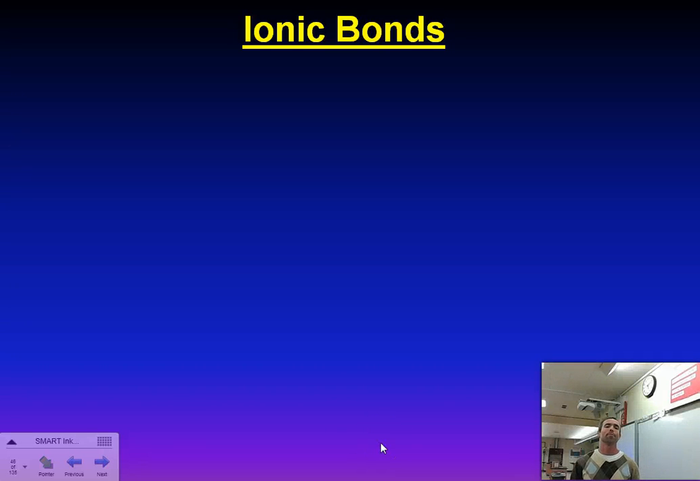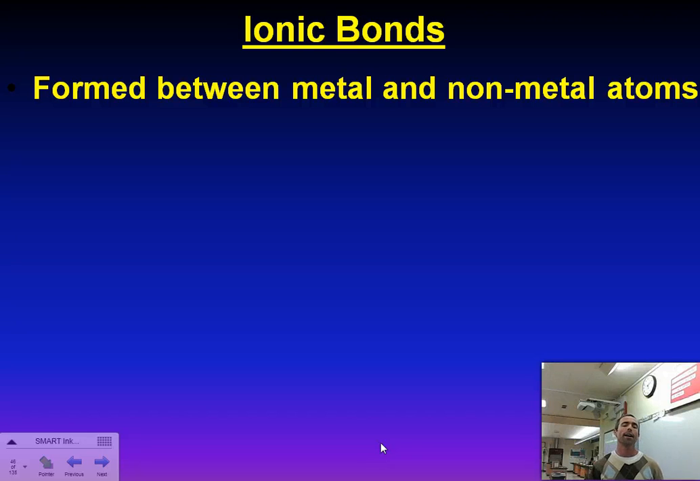Okay, video lesson number 6. We're going to talk about ionic bonds. Now, a couple key things to remember about ionic bonds is that they involve metal and non-metal atoms. Remember, every atom wants to have 8 valence electrons. That's called the octet rule.